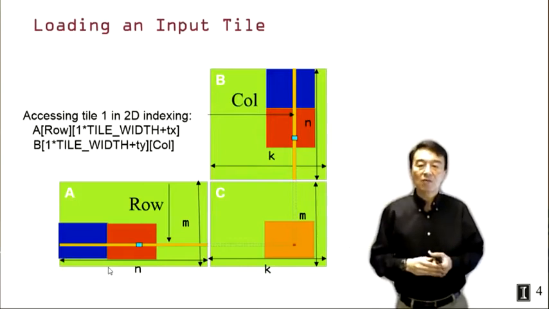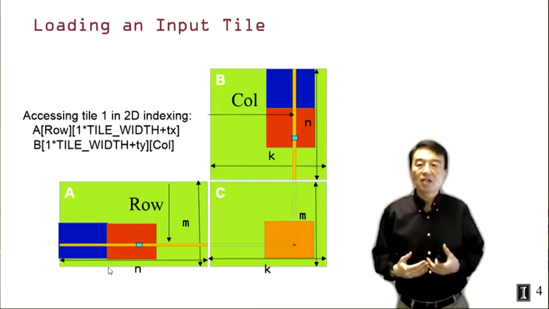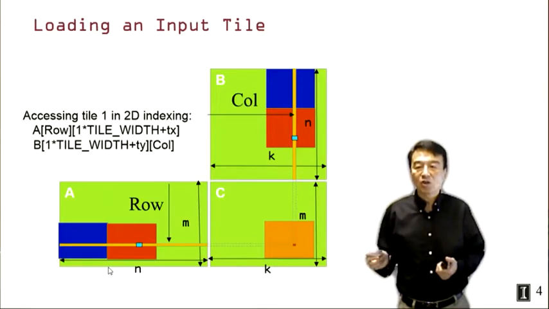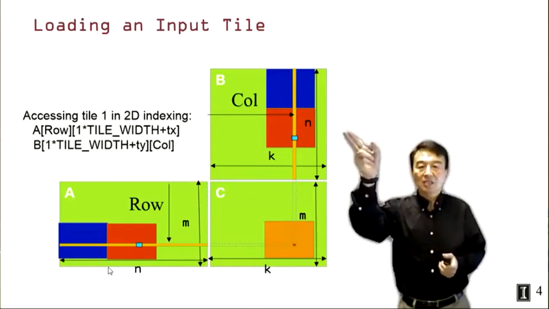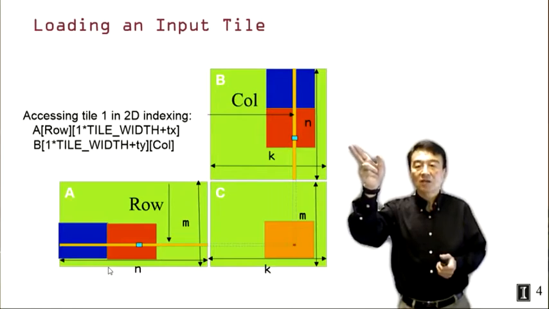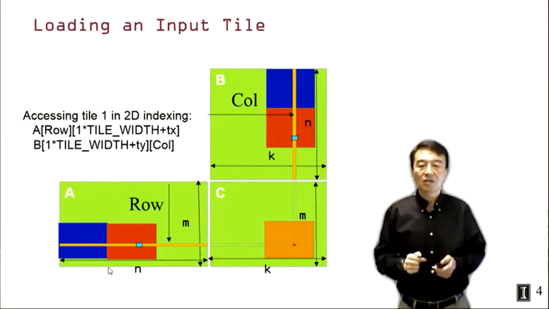So when we look at the index for the A element and B element, the A element is still going to have its Y index determined by row, but the X index is going to be tile width plus the thread index in the X dimension. And when we look at the B element, the Y index is going to be tile width plus the thread index in the Y dimension, and the X index will remain the same as determined by the column, or COL, variable.